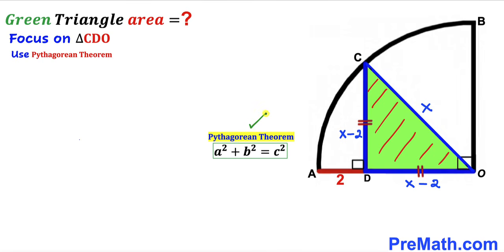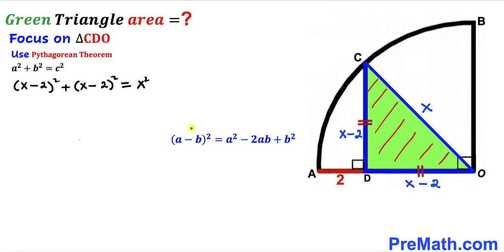Here's our Pythagorean theorem: a squared plus b squared equals c squared. In our case, our hypotenuse is X, whereas our two legs are X minus 2 and X minus 2 as well. Let's fill in the blanks in this formula. We get (X minus 2) squared plus, likewise, (X minus 2) squared equals X squared.